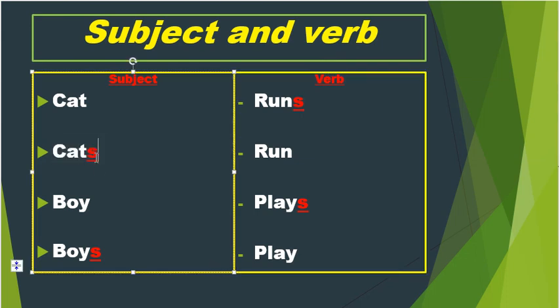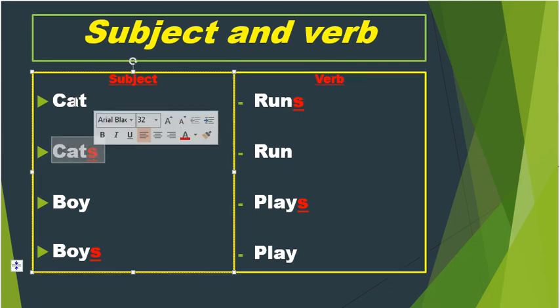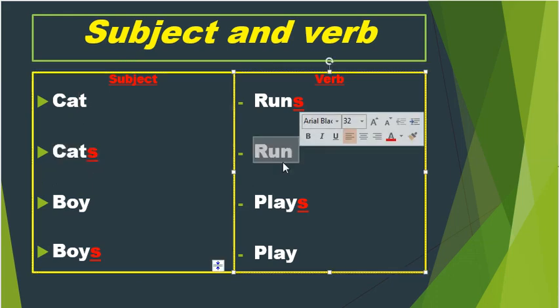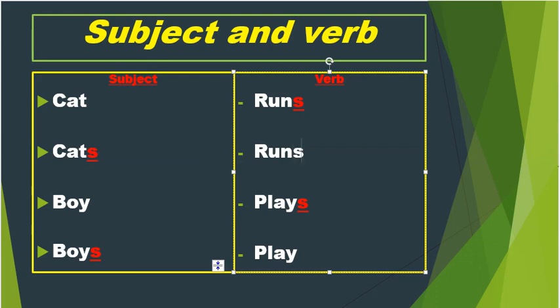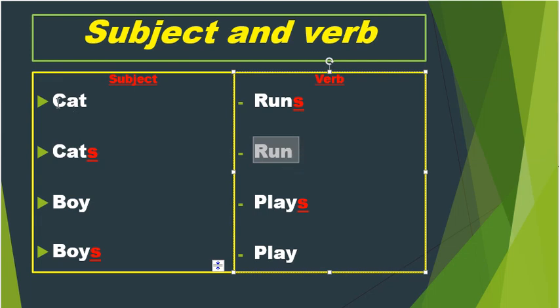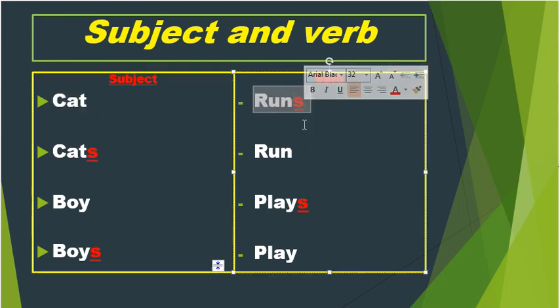It's cats. Number two, cats. This one cat, this one cats. So if you see cats run, is this really right, teacher? How about if I put s? No, it's wrong. If the subject has an s, the verb has no s. When the subject is without s, the verb must have an s. Don't forget, class. That is the rule of subject verb agreement.